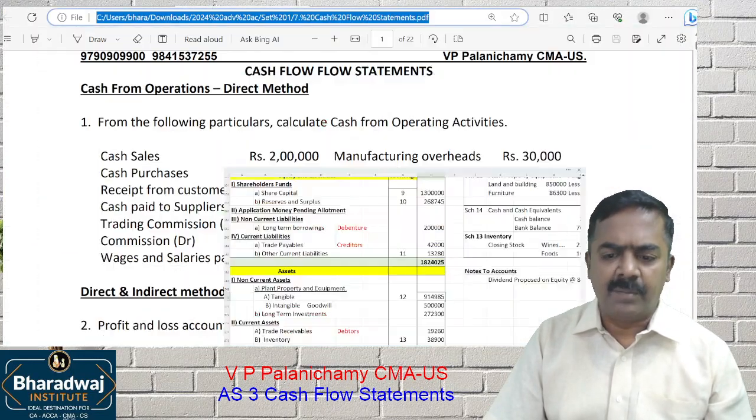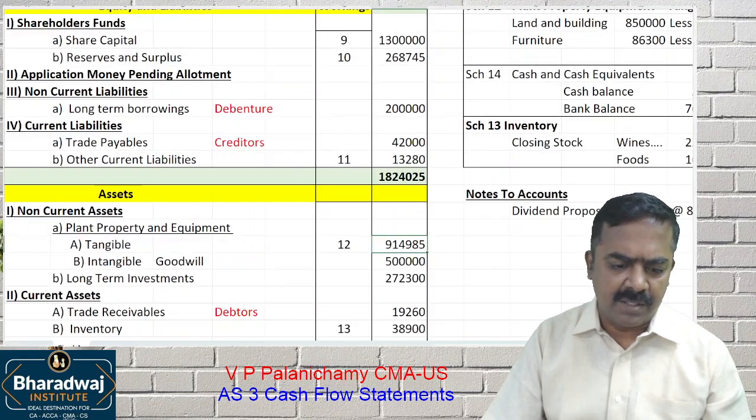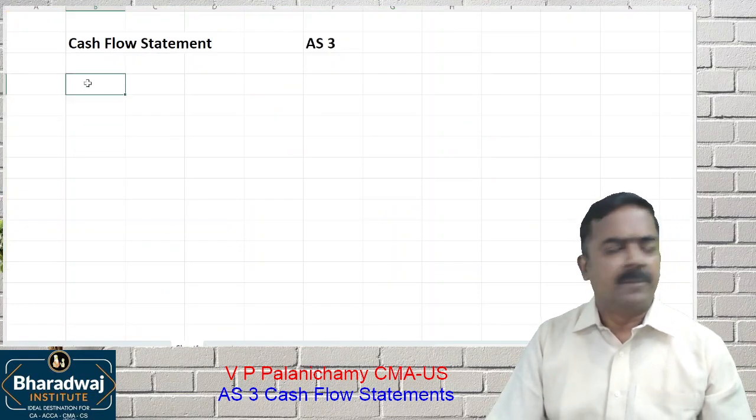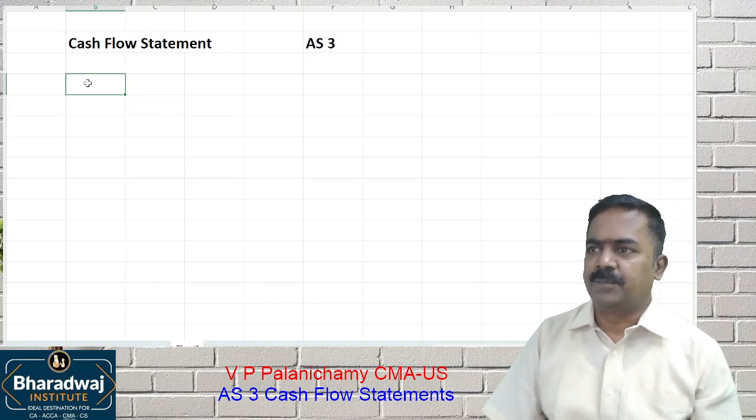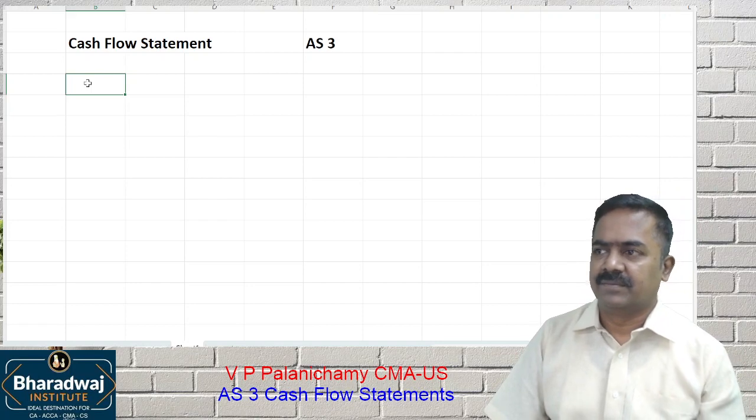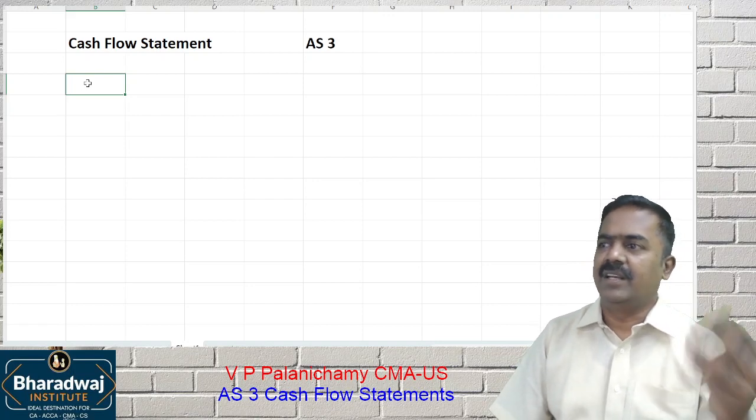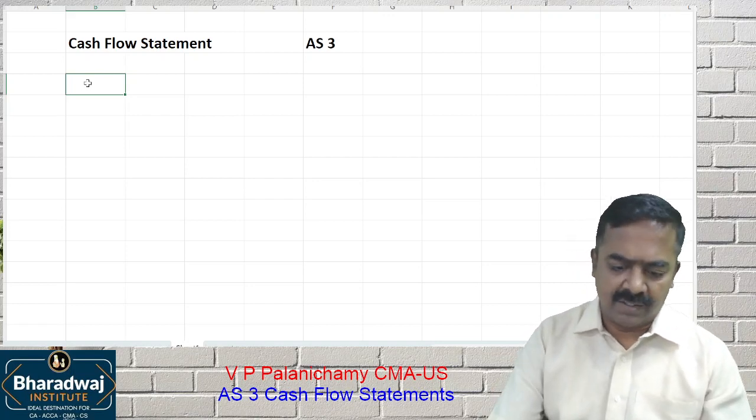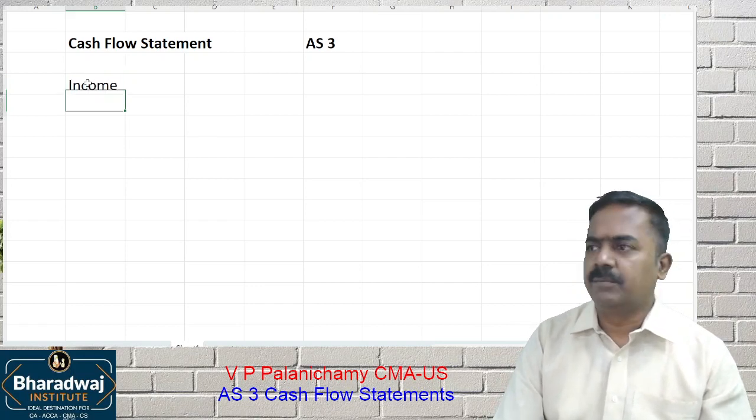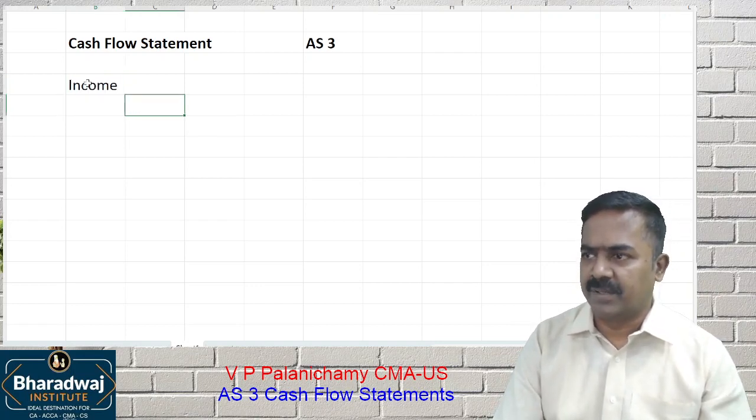Financial statements have some limitations. For example, is it possible to overstate income? Is it possible to overstate my income? Possible. For example, let's assume you are preparing the P&L account of Bharadwaj Institute Private Limited.